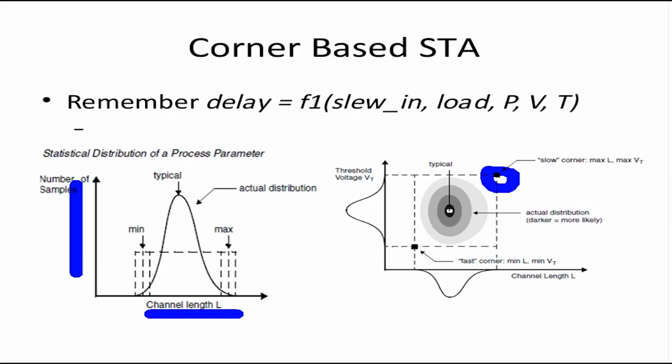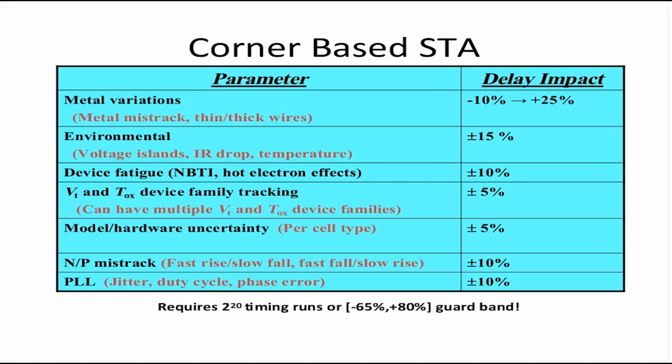Now we have already discussed what corner based STA does. It tries to address the global variations, right? And what about local variations? Local variations are taken care of by the OCD. We'll see that. Now the problem with corner based STA, as we go deeper and smaller and smaller, is that there are so many types of variations which we cannot ignore. There are metal variations which can range from minus 10% to 25%. There are environmental variations: voltage island in low power devices, IR drop, temperature, device fatigue, NBTI.